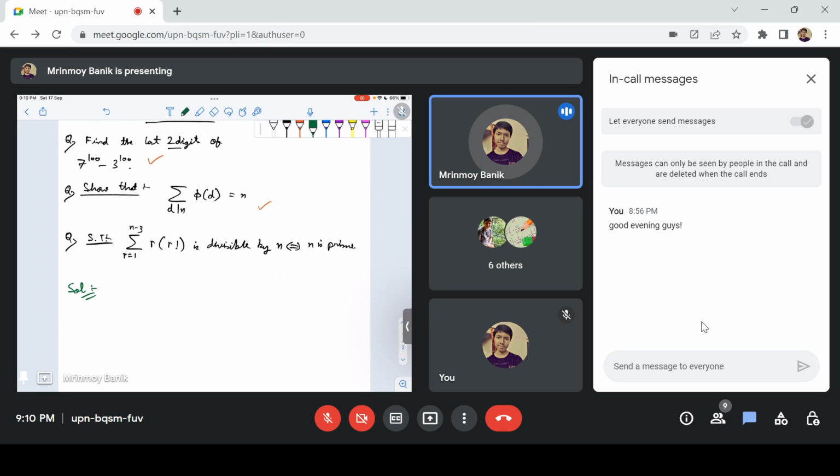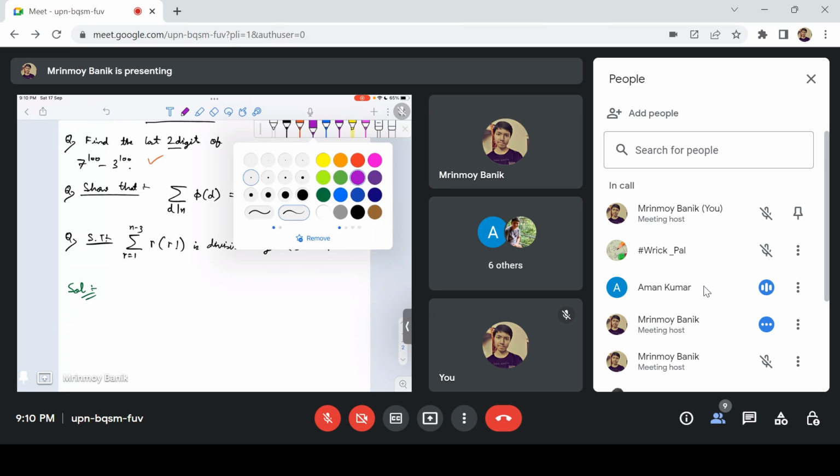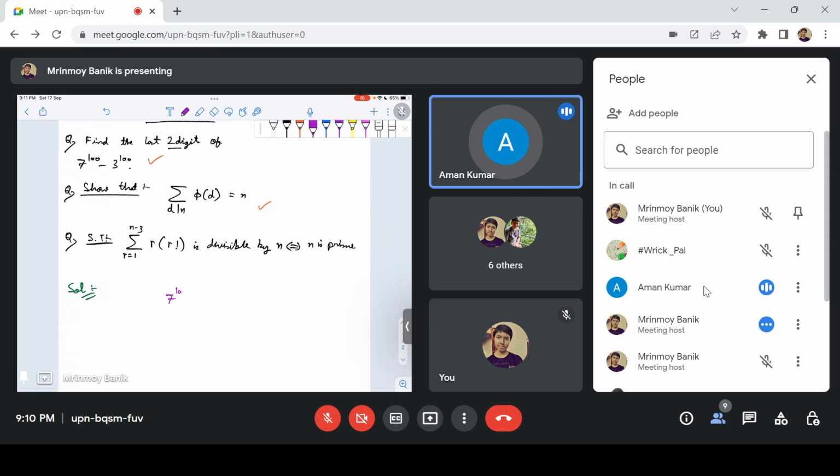First one is easy, so one of you must tell me what to do or how to proceed. So let me ask Aman Kumar. Aman Kumar, can you unmute, please? Hello, Aman. So how should we proceed to find the last two digits of 7^100 minus 3^100? We can consider modulo 100 here. So we need to find what it is congruent to mod 100.